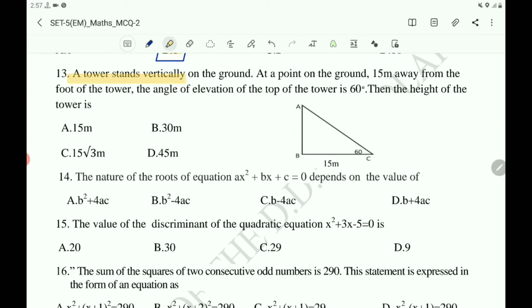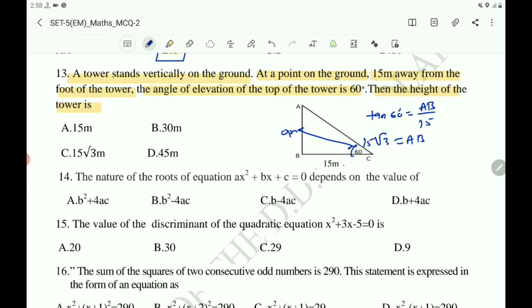A tower stands vertically on the ground. At a point on the ground 15 meter away from the foot of the tower, the angle of elevation of the top of the tower is 60 degree. Then the height of the tower is. Here figure is given and it is 60 degree. Use the trigonometric ratio opposite side by adjacent side. So you will get tan 60 degree equals opposite side AB by adjacent side BC, that is 15. What is the value of tan 60 degree? You must know the value, that is root 3. So it is root 3 equals AB by 15.